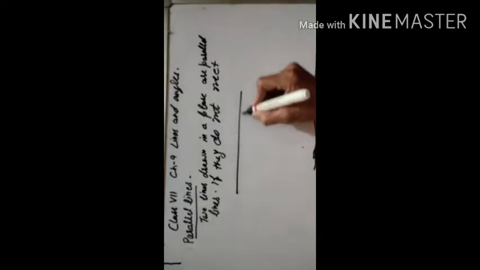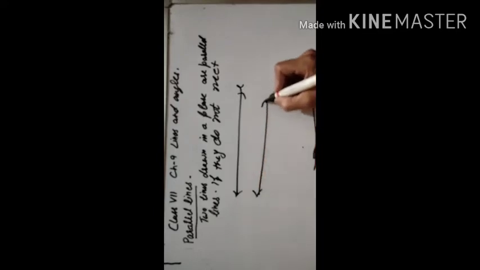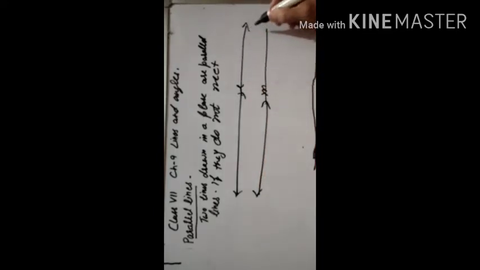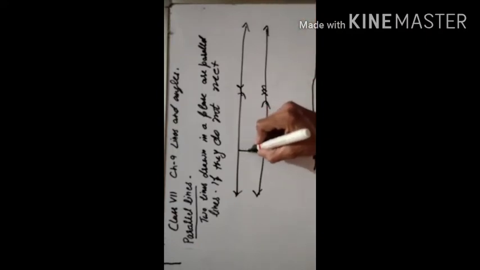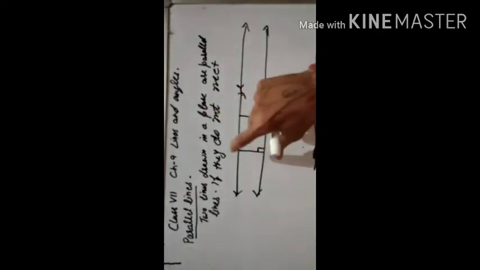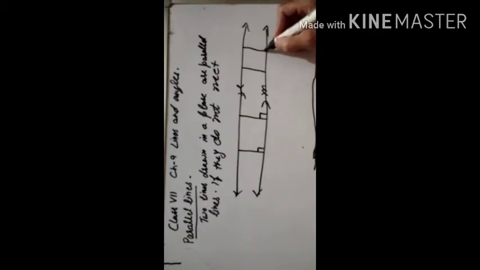That means these are two lines, that is L and M. These are said to be parallel if they never meet each other, or the distance between them is always the same. When we talk about distance between two objects, it is always a perpendicular distance. So the distance between these two lines is always the same. So these are parallel lines.